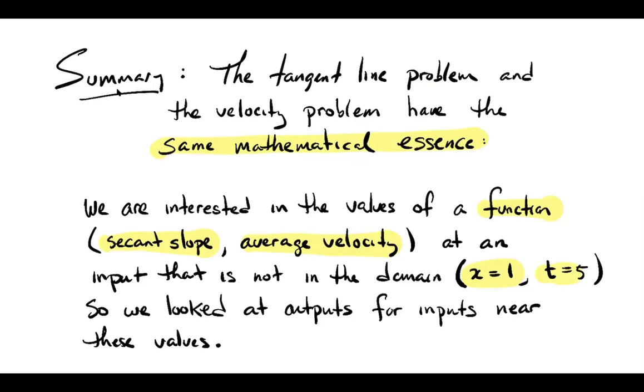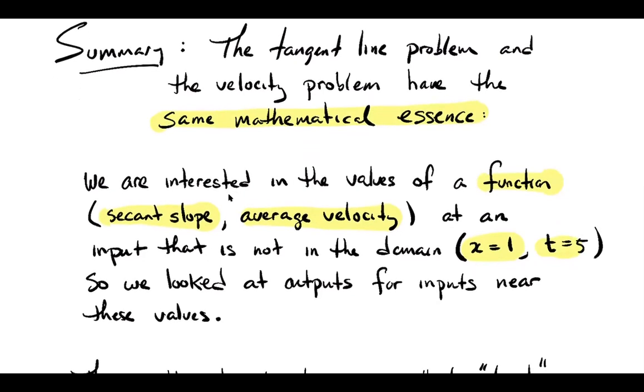So in both problems, we were looking at a function, and we were interested in the value of that function at sort of a forbidden value, not in its domain. The secant slope function was defined for every x except 1, but 1 was right where I wanted to know what it was doing. The same for the average velocity function. I wanted to know its value at 5, but it's not defined at 5. So in both cases, what did we do? We looked at the outputs of those functions for inputs that got closer and closer to those forbidden values.